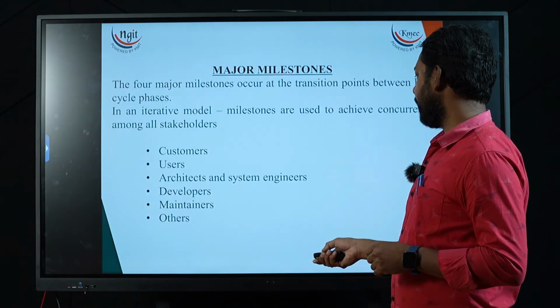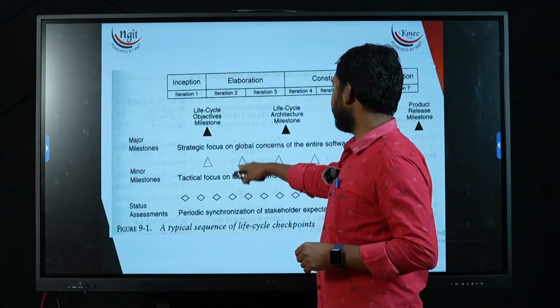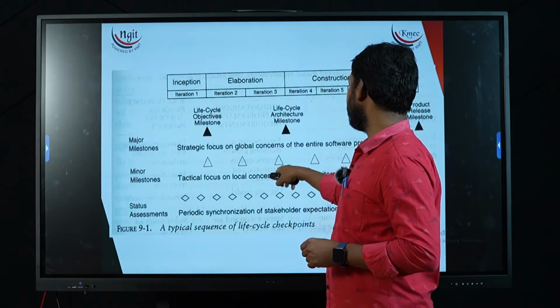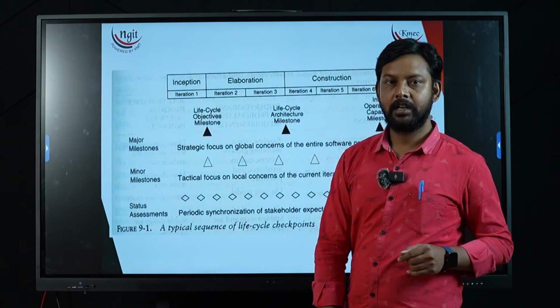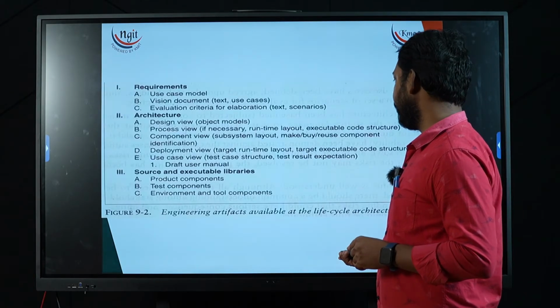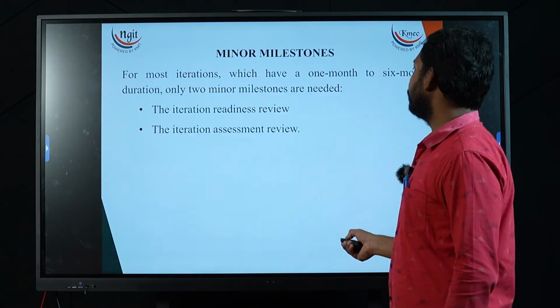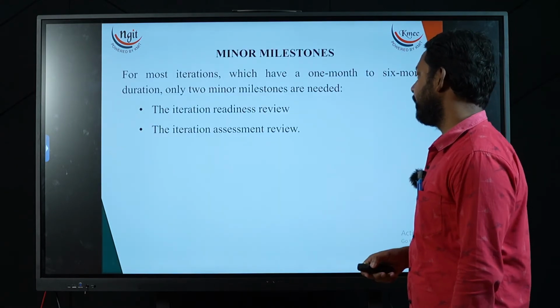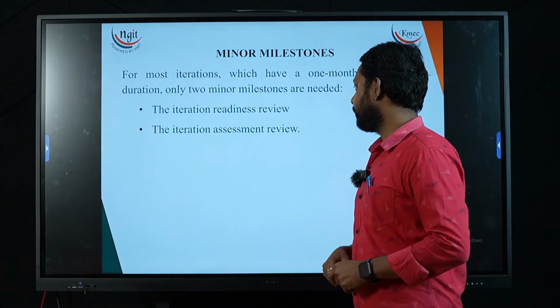So when you go with your minor milestones, for each and every phase, you can have at least 1 or 2 different milestones available. These 1 or 2 different milestones are divided into 2 different parts again. First is your iteration readiness review, and second is your iteration assessment review.